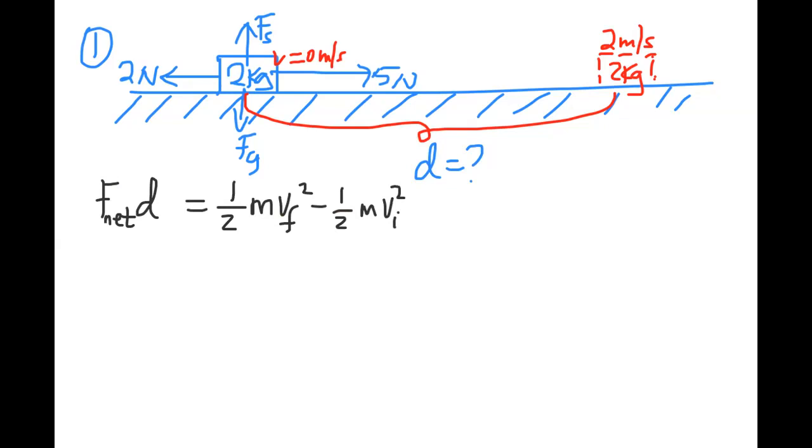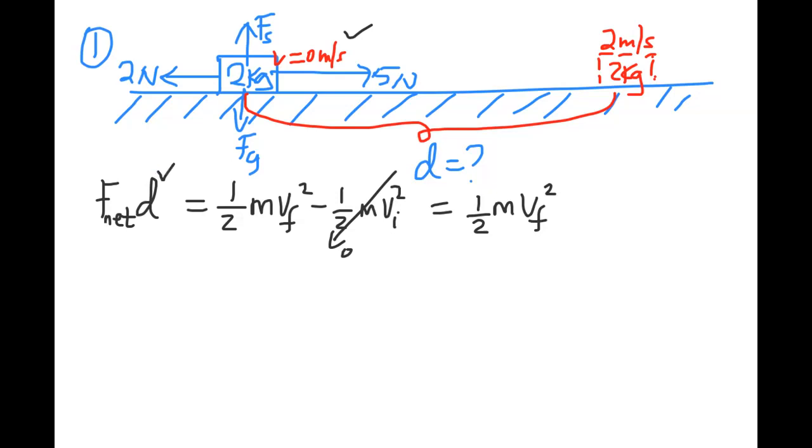Now I realize that the initial kinetic energy is 0 because the initial speed is 0, as you can see here. So this part goes to 0, and I end up with 1/2 mv final squared. What I need is the distance here. That's what I'm looking for.